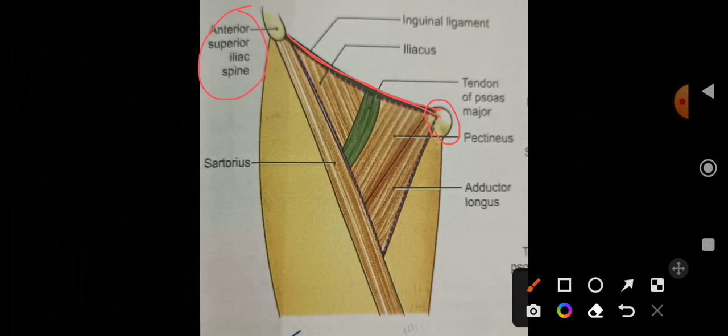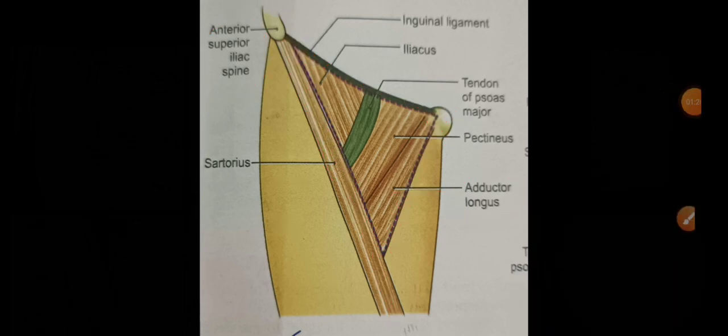boundaries. So the lateral boundary of the femoral triangle is this one, like this one. And this muscle is sartorius, and this is the medial boundary, medial border of the sartorius muscle. So laterally, it's formed by the medial border of the sartorius muscle, and on the medial side, this one is the adductor longus muscle. It's formed by the medial border of the adductor longus muscle.